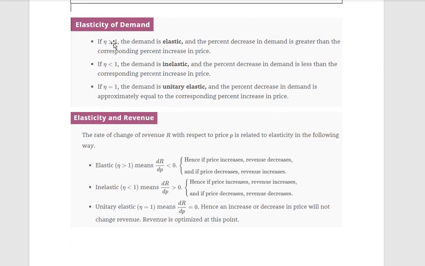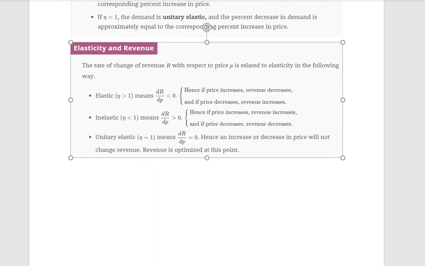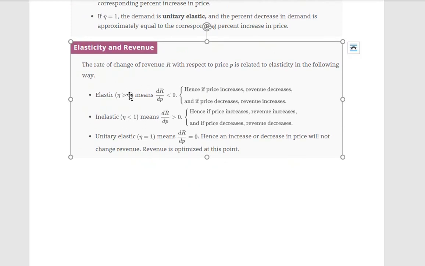So if your elasticity is greater than 1, that means you have an elastic demand. If it's less than 1, it's inelastic, and if it equals 1, it's unitary elastic. So what do those mean when we're discussing revenue? Well, if elasticity is greater than 1, then if the price increases, the revenue decreases. If the price decreases, then the revenue increases. That means that they have an inverse relationship.